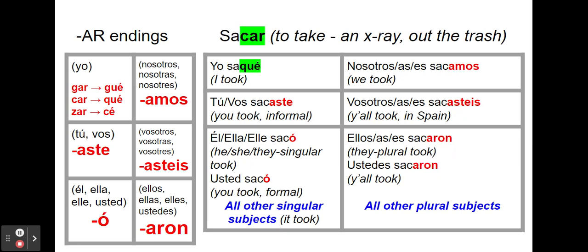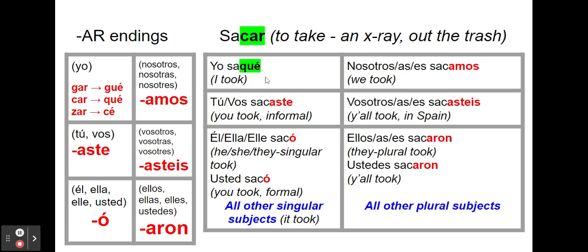Let's look at a CAR verb, the verb sacar. We've used sacar with sacar una radiografía, take an x-ray, or sacar la basura, take out the trash. So that verb is useful to us in those different ways. It's a CAR verb. We see that. And we know that in yo form, a CAR verb, the CAR changes to QUE. We see that right here. That E has an accent mark. So in the yo form, the CAR changes to QUE.